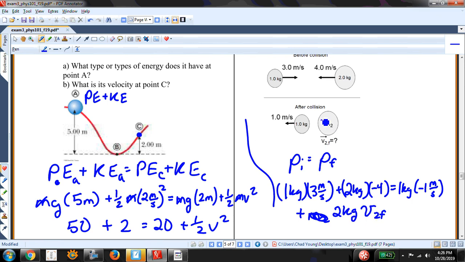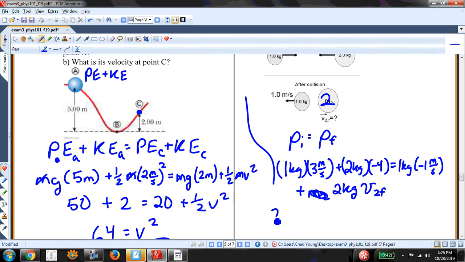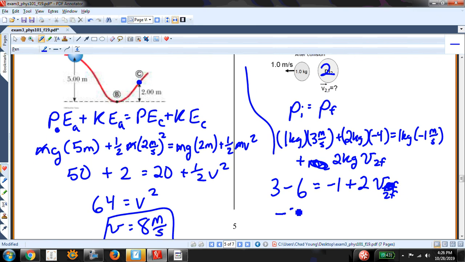Let's see, I'll change this. Let's just say 2 kilograms. Okay, so now I can solve for V2F. I get 3 minus 6 equals negative 1 plus 2 V2F. Negative 3 equals 1.